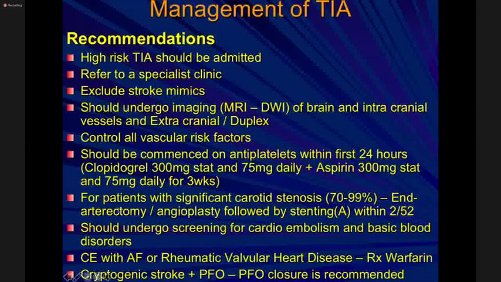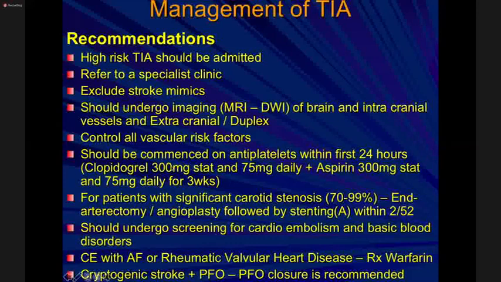So you could either send the patient for endarterectomy, or nowadays you could use angioplasty. Angioplasty followed by stenting also could be done. But generally, both are of equal effectiveness. Stenting generally is kept for people who are not fit for surgery. And if you want to get the benefits of these procedures, they have to be evaluated fairly fast, and the surgery has to be offered to the patient within the first 2 weeks itself.